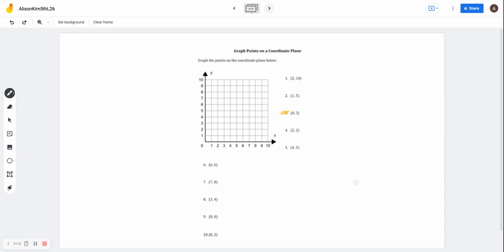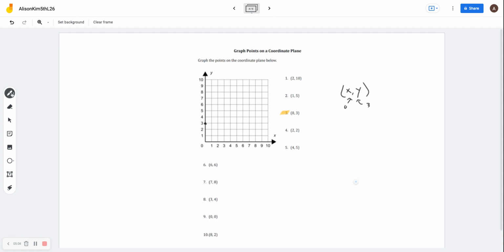Number 3 gives us 0, 3. So as I said before, 0, 3 follows this right here, right? So this would be our 0, and this would be our 3. The x value would be on the x-axis, so let's look for 0, which is just right here. And then the y value was 3, so we're going to look for 3 on the vertical line, which is right here. So we're going to put a circle right here.